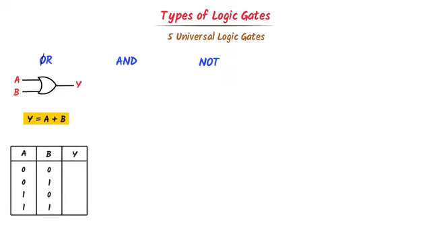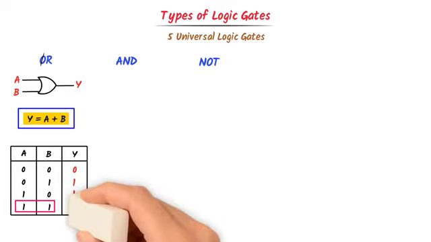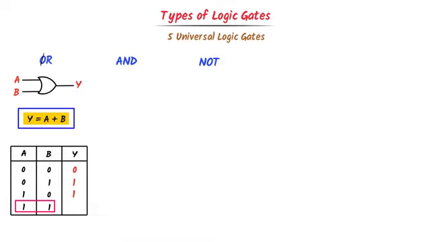Now consider this truth table. We know that the possible values of AB are either 0, 0, 0, 1, 1, 0 or 1, 1. What about the value of Y? Well, OR gate always sums up the values. 0 plus 0 is equal to 0, 0 plus 1 is equal to 1, 1 plus 0 is equal to 1, 1 plus 1 is equal to 2. But in Boolean algebra, there is no such digit like 2. So 1 plus 1 is equal to 1. Thus this is the truth table of OR gate.